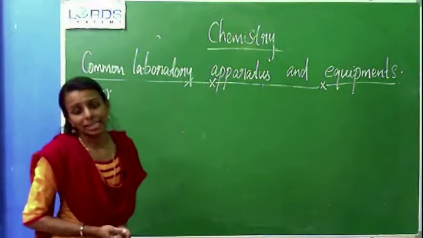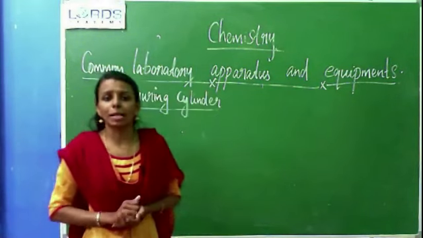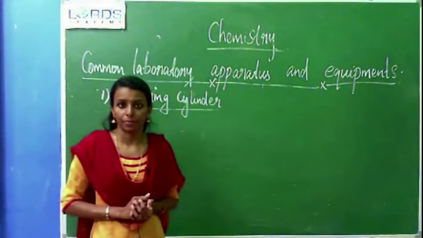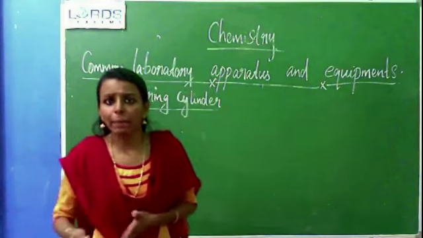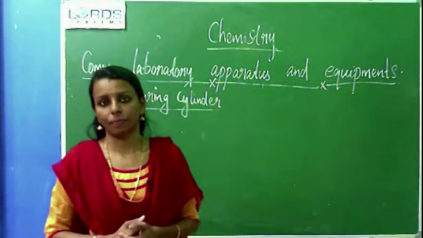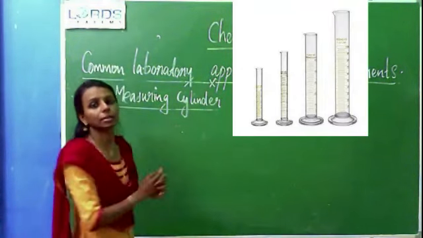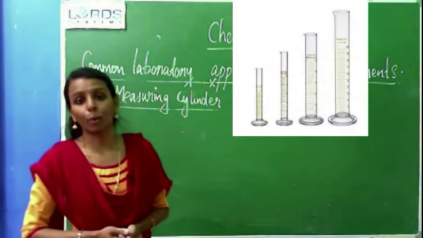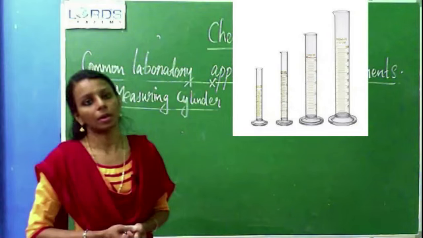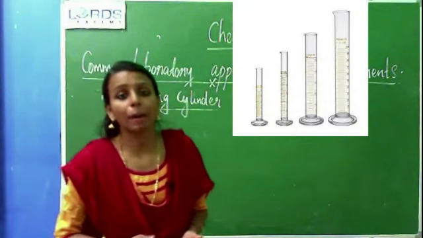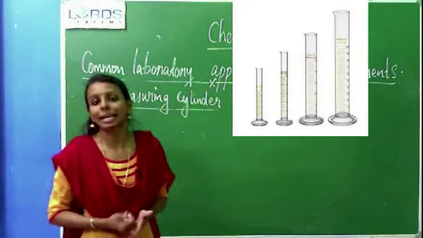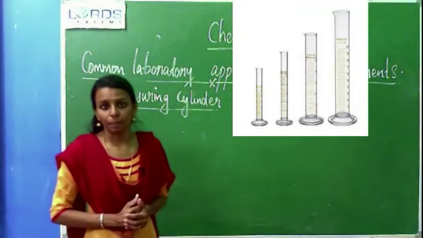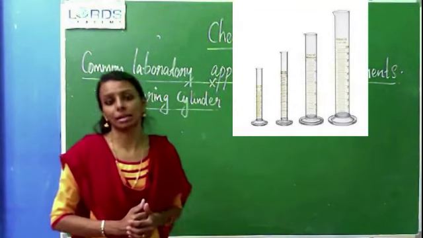The next apparatus is measuring cylinder. What is the use of measuring tape? Measuring tape is used to measure the length. Measuring cylinders are used to measure the liquid chemicals. The measuring cylinder is made up of glass. Different graded measuring cylinders are available for measuring liquid chemicals.